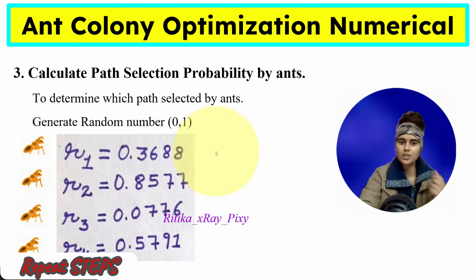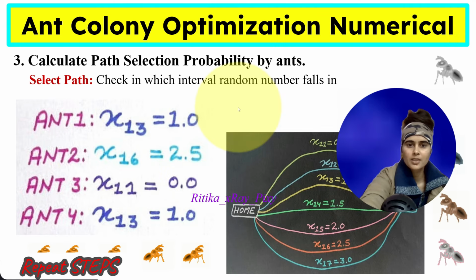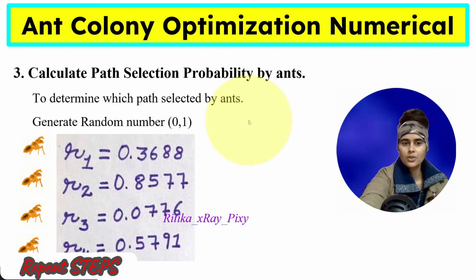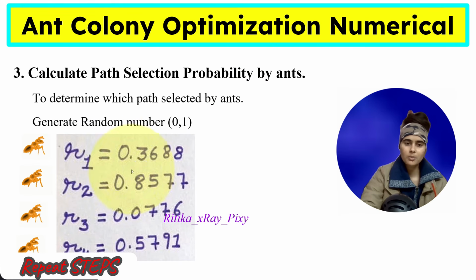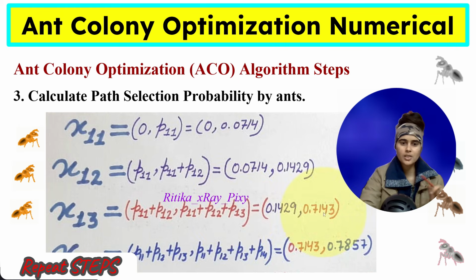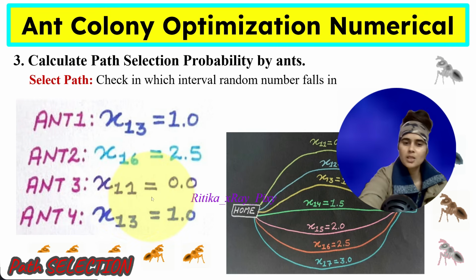Now again we will generate 4 random numbers, normally distributed between 0 and 1. After that we will check in which interval each random number falls. The first random number is 0.3688. Check where it falls. It falls in the third interval, and again the third path is selected. The same process we are repeating here.